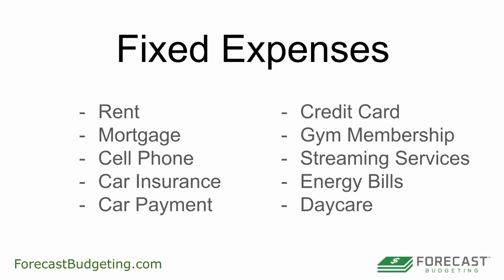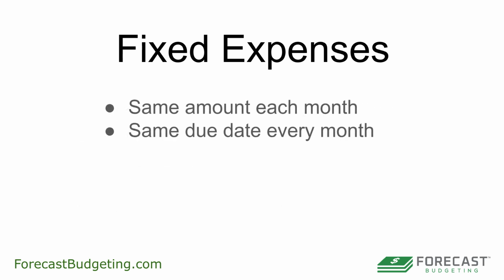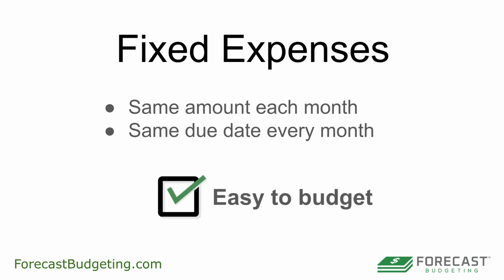Fixed expenses consist of regular monthly bills like rent, mortgage payments, a cell phone bill, car insurance, car payments, credit card payments, gym memberships, streaming services, energy bills, and daycare. Fixed expenses are typically the same amount from month to month and have the same due date each month. This consistency makes fixed expenses easy to plug into your budget.